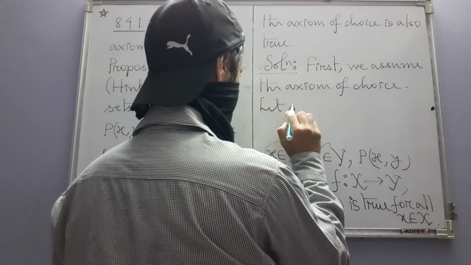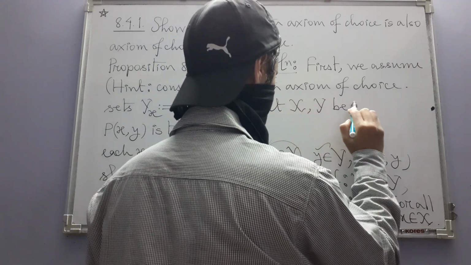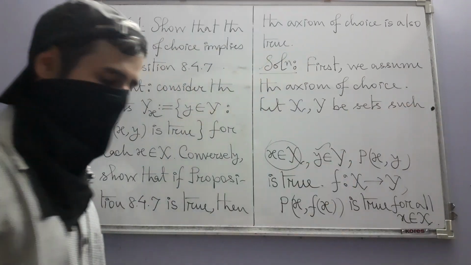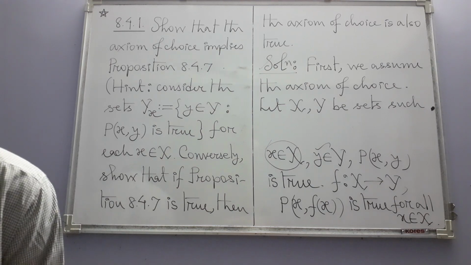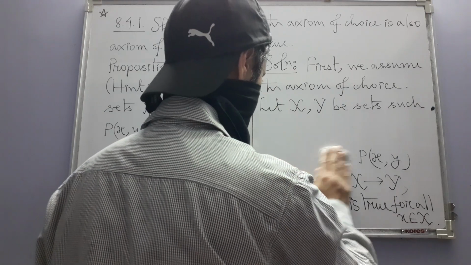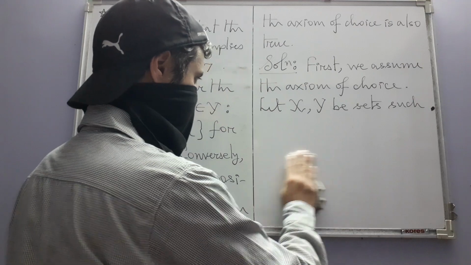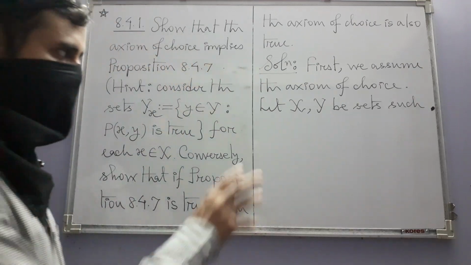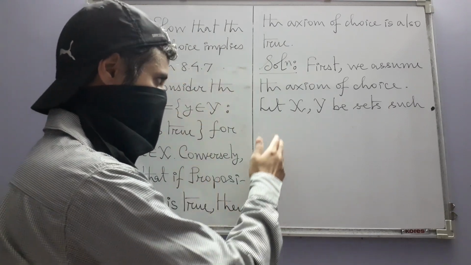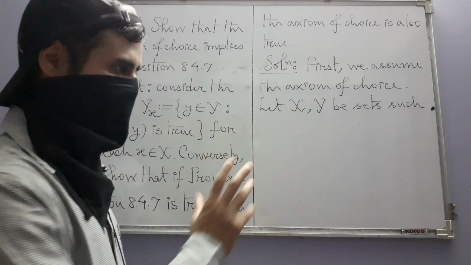So let x comma y be sets such that these conditions are true. If you want, you can just simply take this view that since we are talking about proposition 847, the hypotheses are already there, but it does not harm to write these things again.